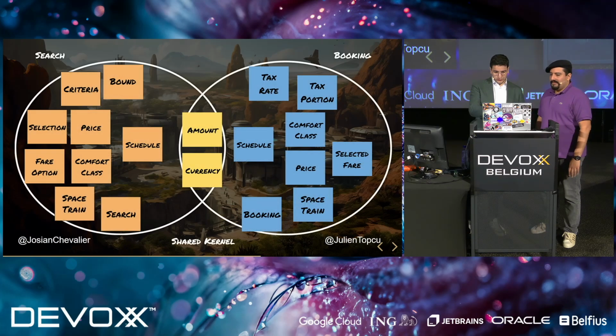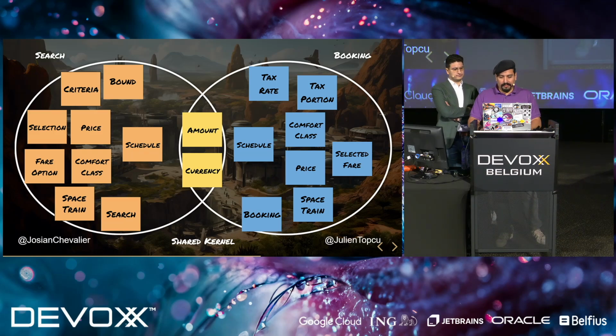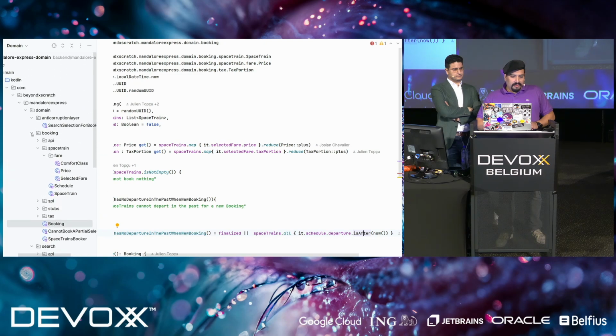So what should we do with this remnant shared kernel? OK, so let's see what we can do with the code. So what is remaining here? So let's clean this up a bit.